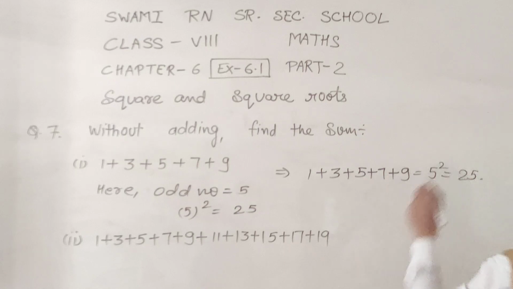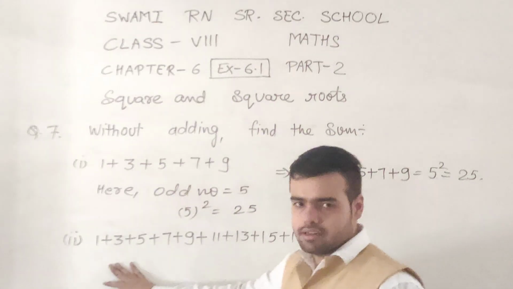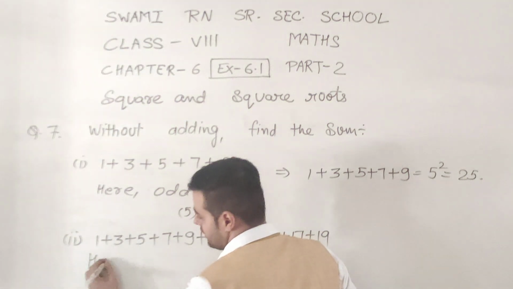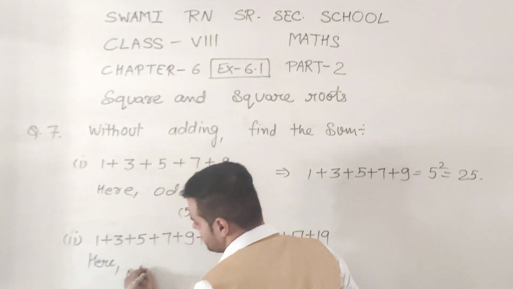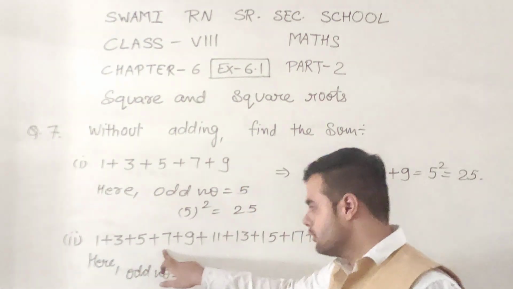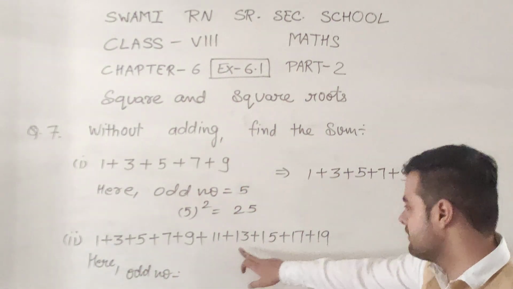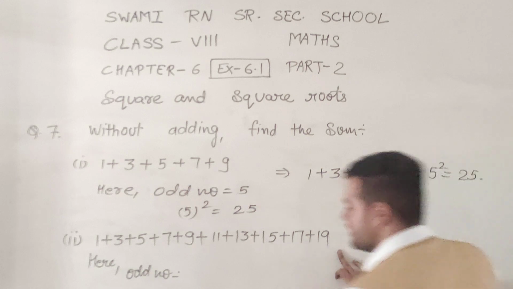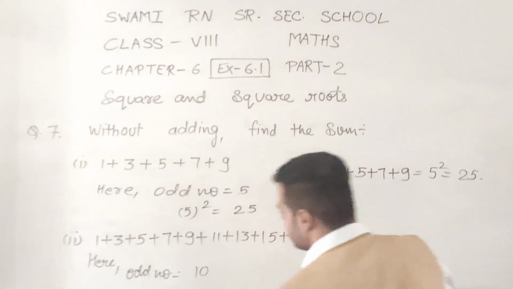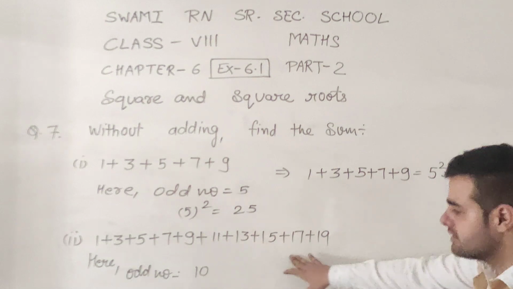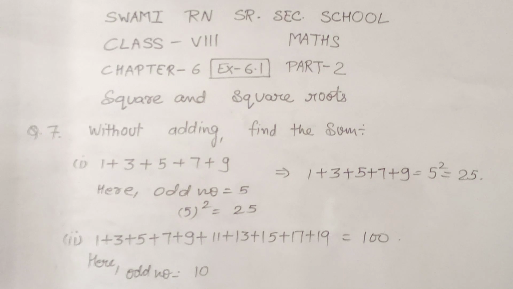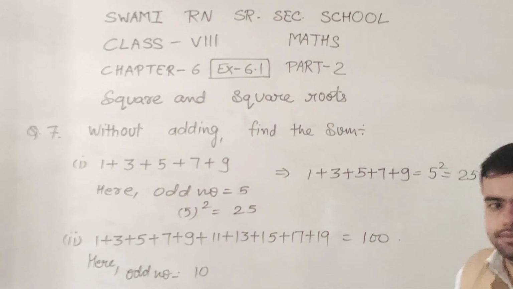Similarly, in the second part, we have to count how many odd numbers we have. Here I have 1, 2, 3, 4, 5, 6, 7, 8, 9, 10 odd numbers. The square of 10 is equal to 100. So the sum of all these odd numbers is equal to 100. Okay, that is question number 7.